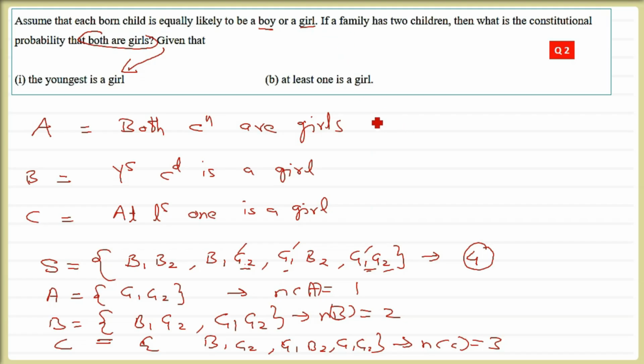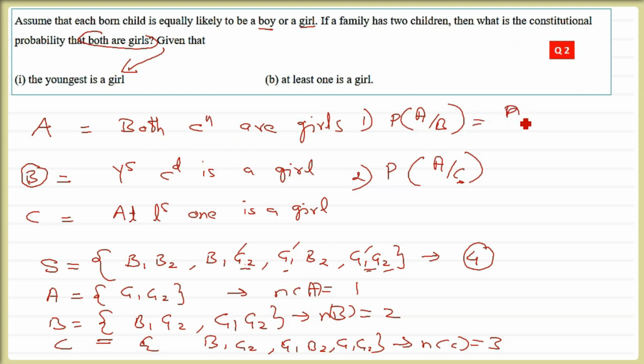First, let me write the expression here. Given that the youngest is a girl, we first find P(A given B), and then P(A given C), which is A when C is given. Whatever thing is given has to be in the denominator. It's not a division, just a symbolic way to represent it. We can also call it N because we are going to count the numbers only. So it is N(A intersection B) divided by N(B), and N(A intersection C) divided by N(C).